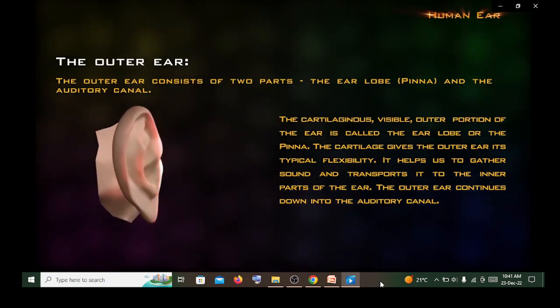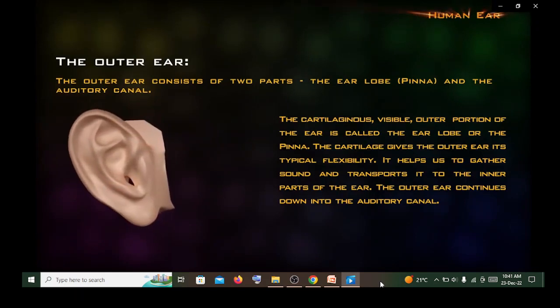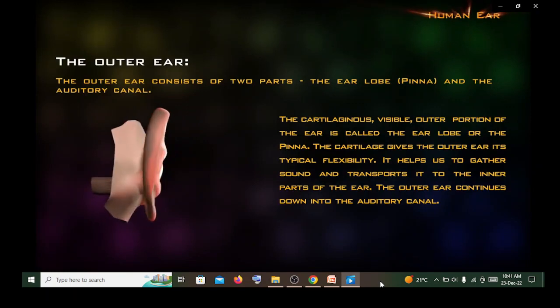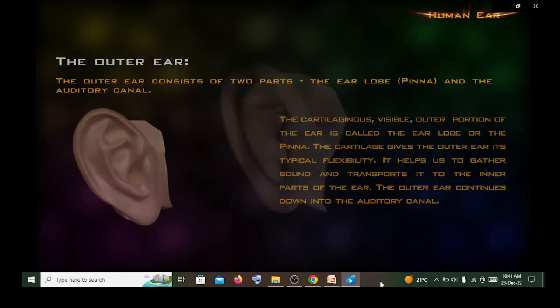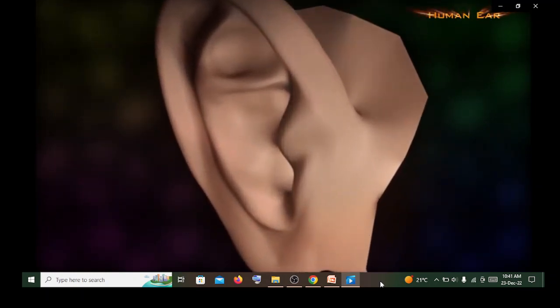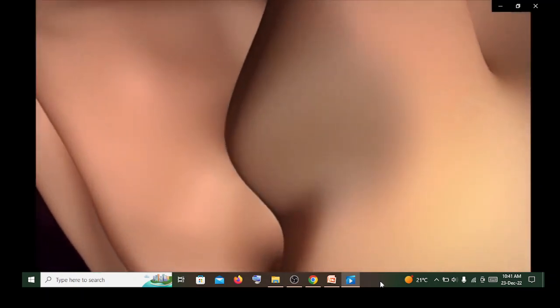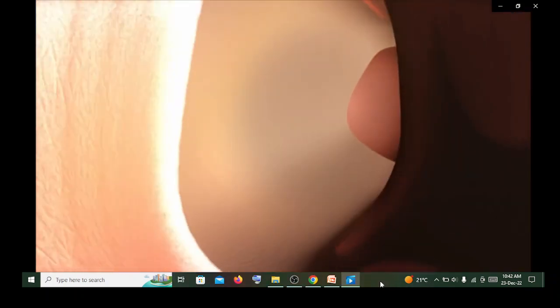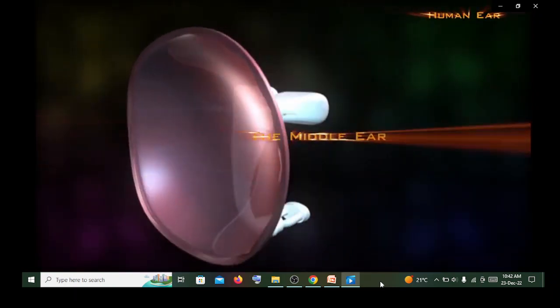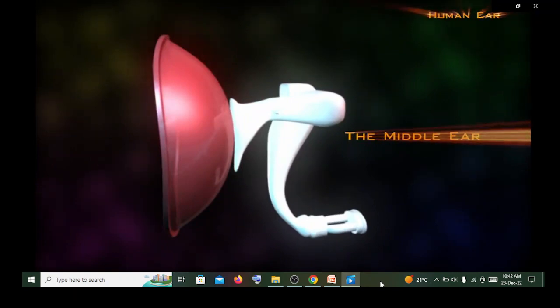The cartilage gives the outer ear its typical flexibility. It helps us to gather sound and transports the sound to the inner parts of the ear. The outer ear continues down into the auditory canal. The dead end of the auditory canal is covered by the tympanic membrane, which marks the beginning of the middle ear. The middle ear. Physiology.